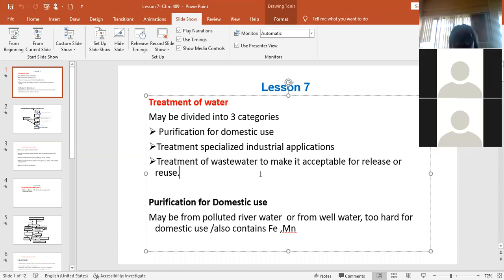So that's why it's important that our wastewater is treated, because at the end of the day, it's going to affect man.